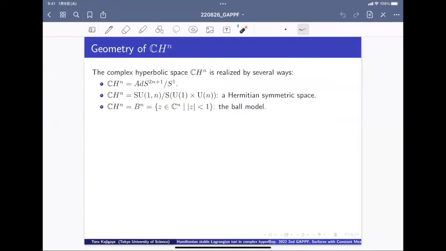It is well known that the complex hyperbolic space is realized in several ways. For example, CH^n is obtained by a quotient of some Lorentzian manifold, so-called anti-de Sitter space, or we can identify CH^n with a homogeneous space. More precisely, it is a typical example of a Hermitian symmetric space of non-compact type. It is also well known that CH^n is realized as a bounded domain in the complex Euclidean space. It is so-called the ball model.